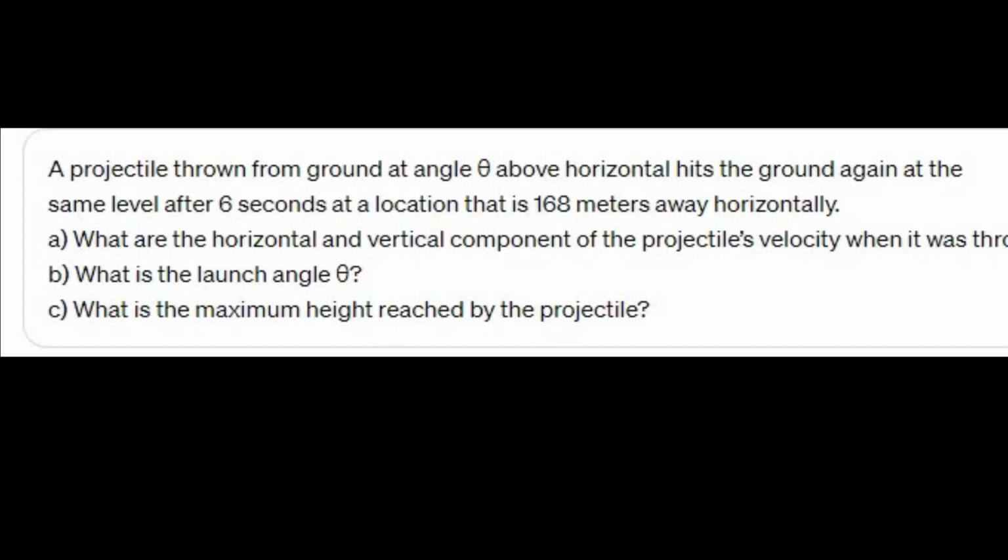Problem 2. A projectile thrown from the ground at angle theta above horizontal hit the ground again at the same level after 6 seconds at a location that is 168 meters away horizontally. A. What are the horizontal and vertical components of the projectile velocity when it was thrown? B. What is the launch angle theta? C. What is the maximum height reached by the projectile?